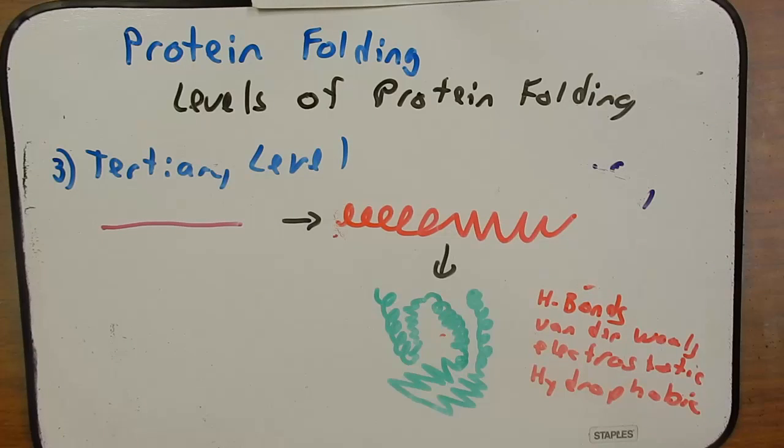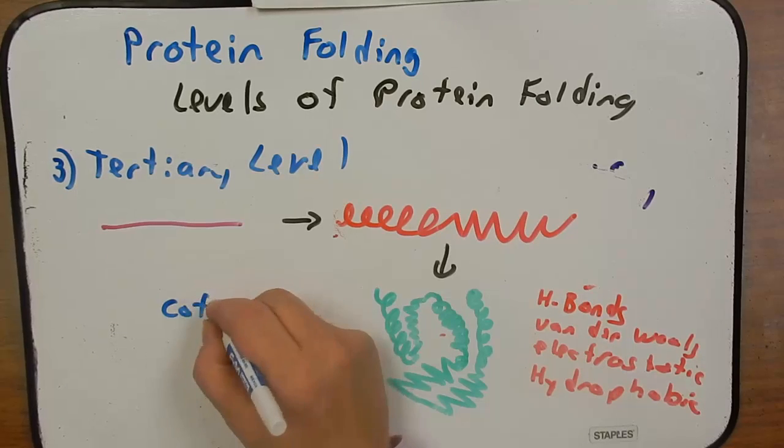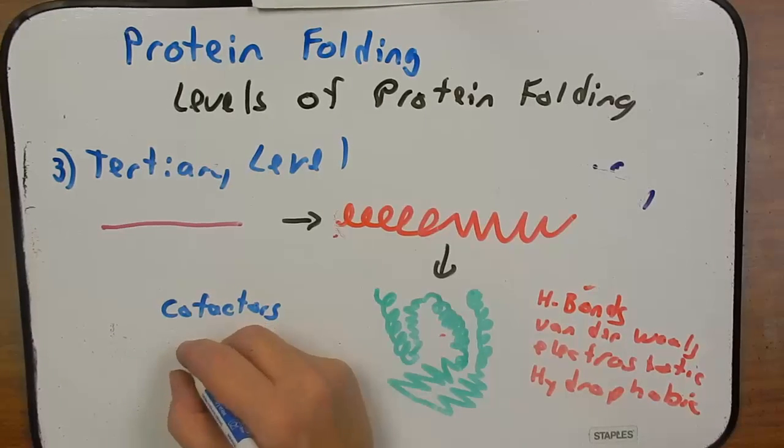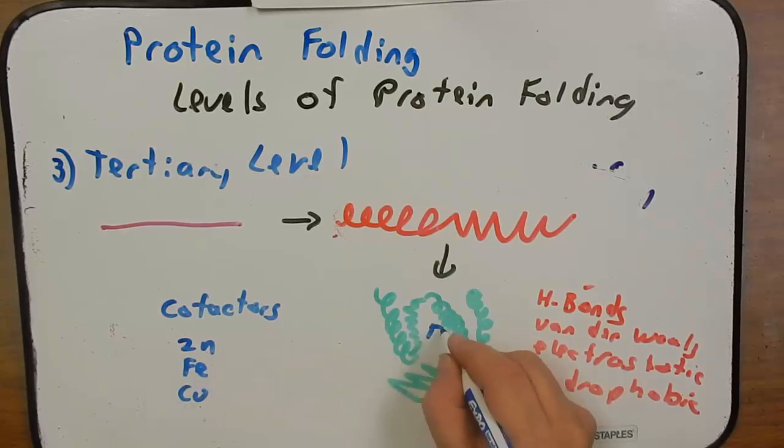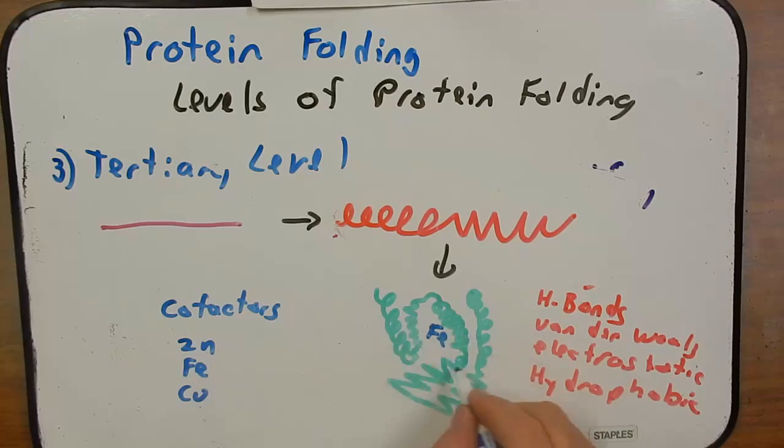Often, these are stabilized by cofactors. Cofactors are often metals like zinc, iron, copper, that will bind here. And they will stabilize these interactions to produce the most stable structure of that folded protein.